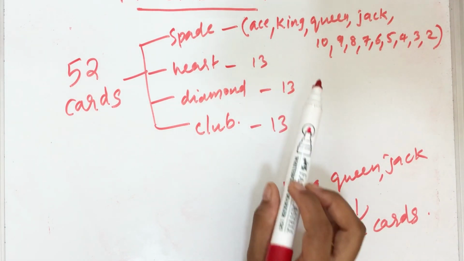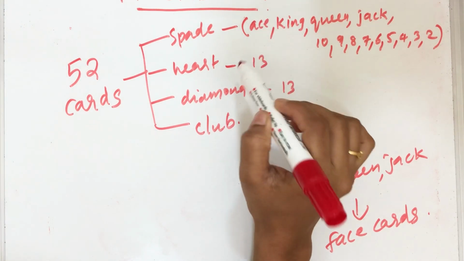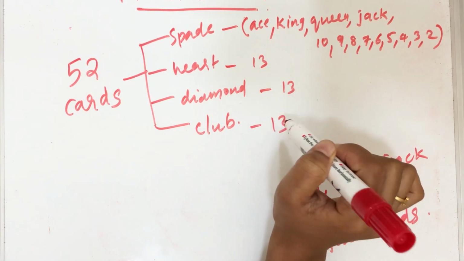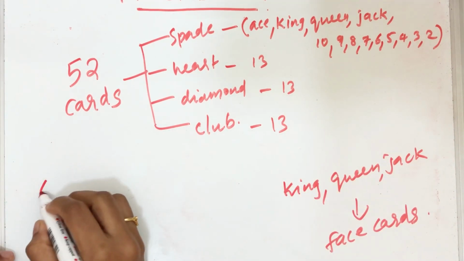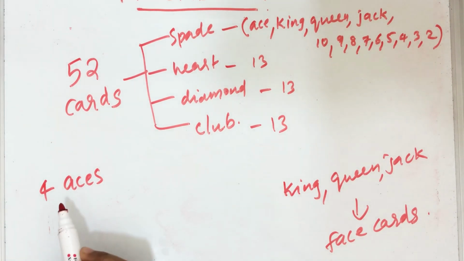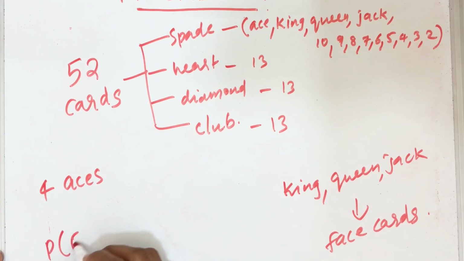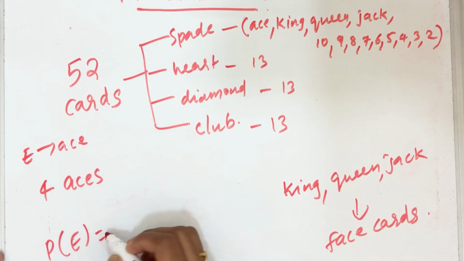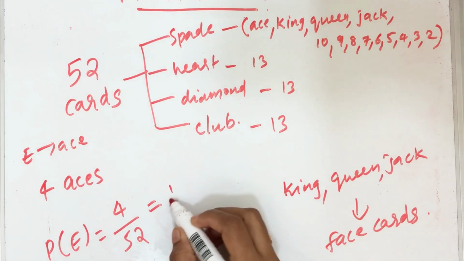Then how many aces are in these cards? Here the first suit has 1 ace, the second suit also 1 ace, the third suit also 1 ace, and the fourth suit club also has 1 ace. So there are 4 aces, and the total number of cards is 52. If we take the event of getting an ace, what will be the probability? If E is the event of getting an ace, then probability of E is equal to 4 by 52, which is equal to 1 by 13.